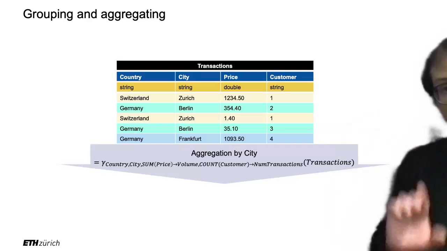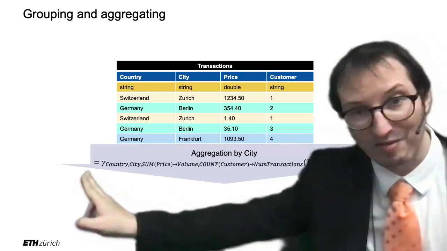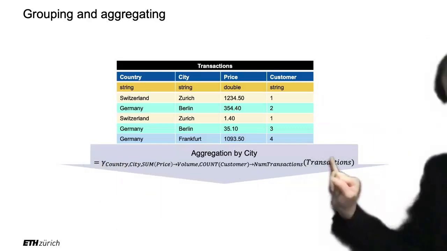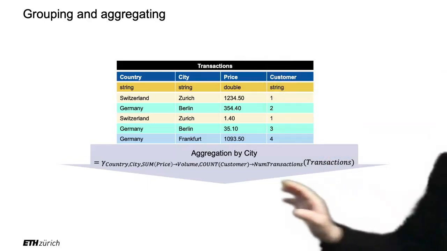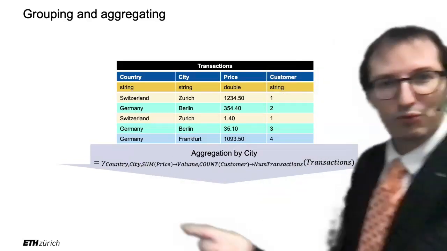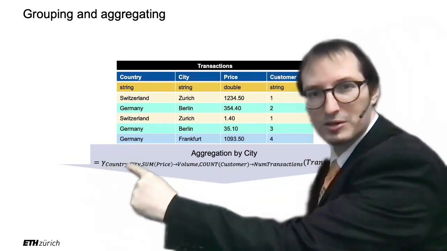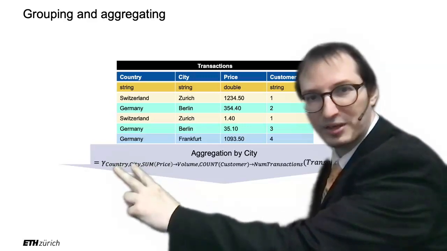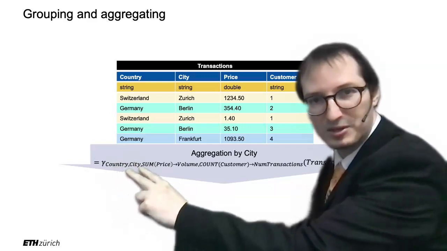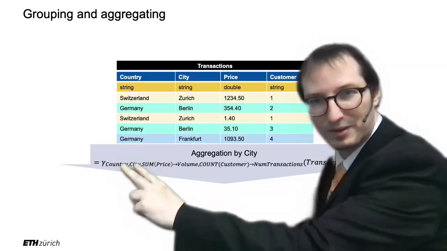So the way I write it down in the formula is like this. I have gamma with a huge thing here of transaction. Transaction is just the name of the table. So what goes in here? First, the columns that I want to group on. These are called grouping keys. So just country, comma, city, right? These are my grouping keys.